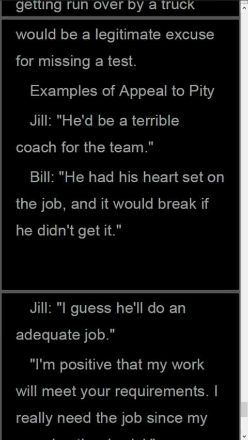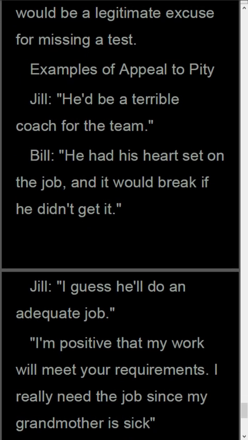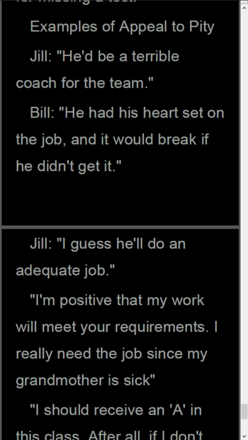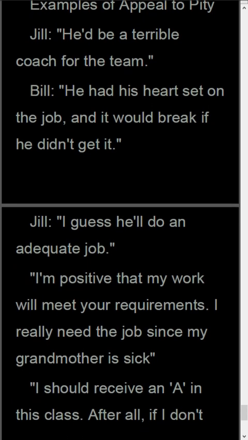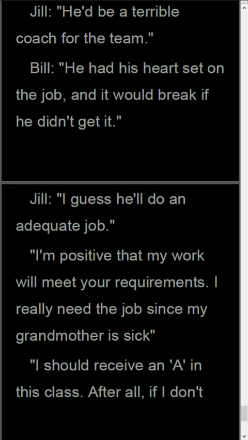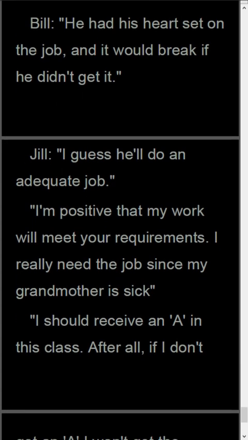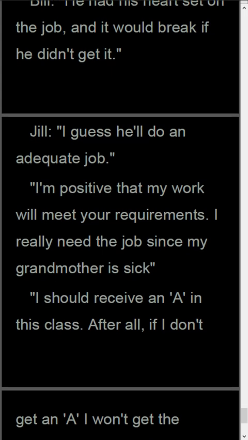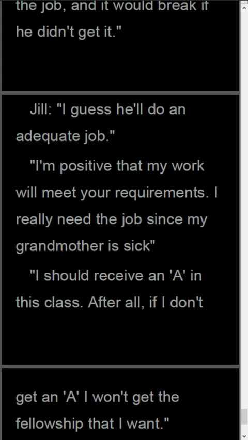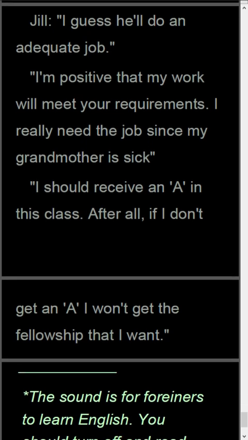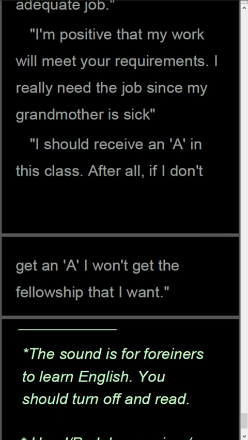Jill. He'd be a terrible coach for the team. Bill. He had his heart set on the job, and it would break if he didn't get it. Jill. I guess he'll do an adequate job. I'm positive that my work will meet your requirements. I really need the job since my grandmother is sick. I should receive an A in this class. After all, if I don't get an A, I won't get the fellowship that I want.